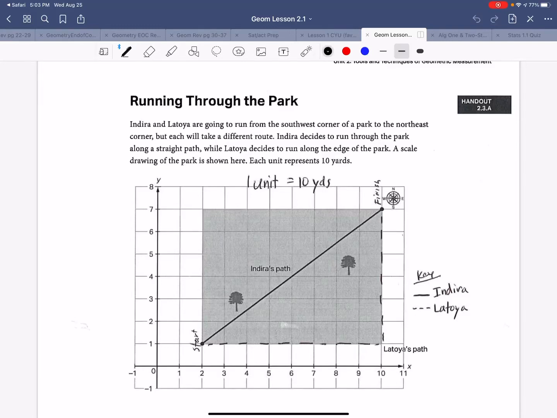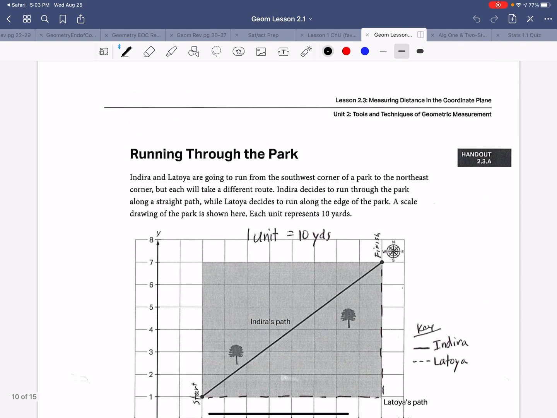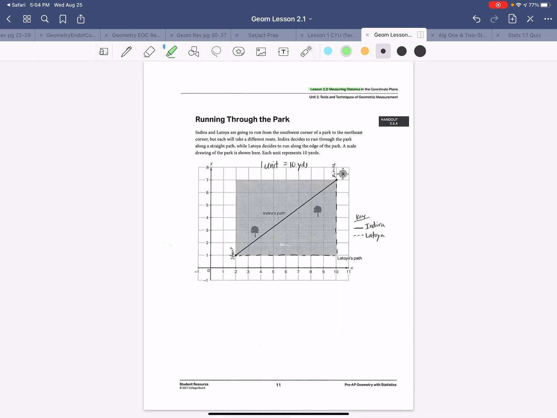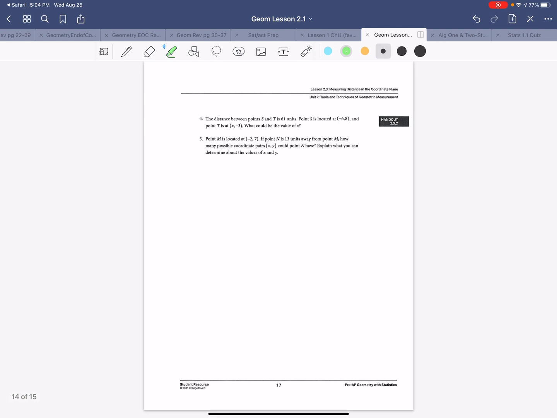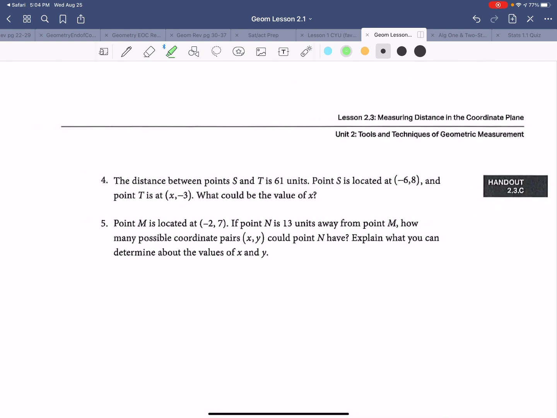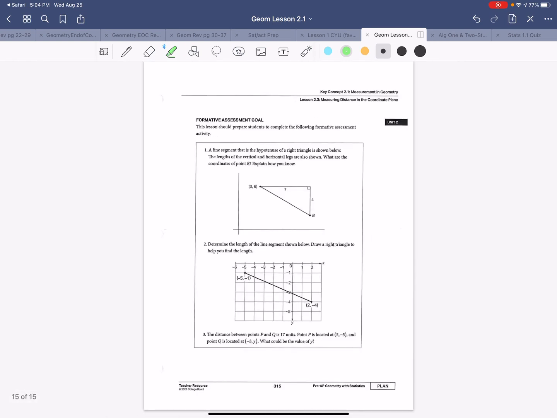Hey guys, today in class we took notes and learned multiple ways to find the distance. Lesson 2.3, measuring distance. Depending on the class, we took notes on each of these pages, and then we left these two for homework. I also gave you an extra sheet, these two questions, okay? So that's what we'll be working through.